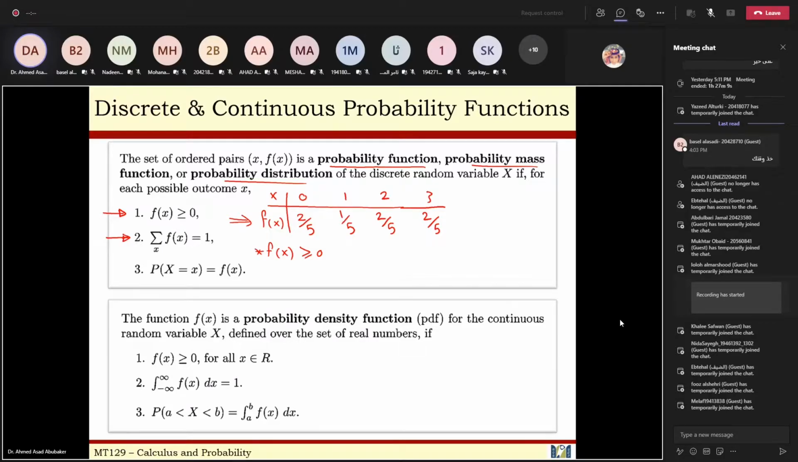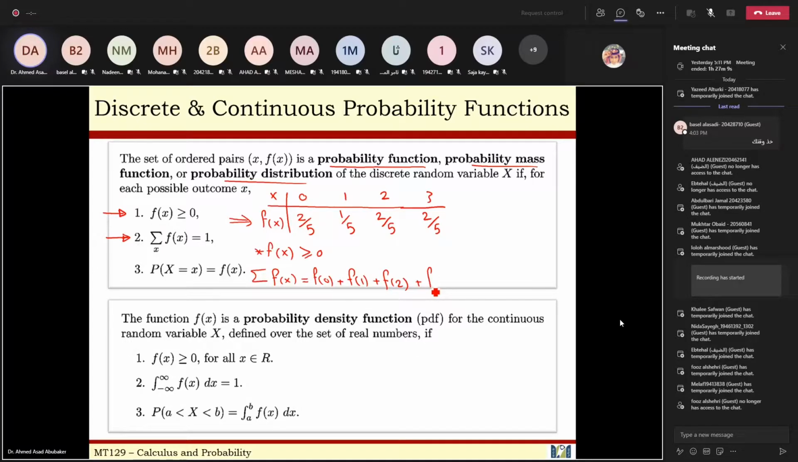But if we find the summation of all f of x, this is f of 0 plus f of 1 plus f of 2 plus f of 3. So this equals 7 over 5. This is not equal to 1. If it is not equal to 1, we can conclude that f of x is not a probability mass function.